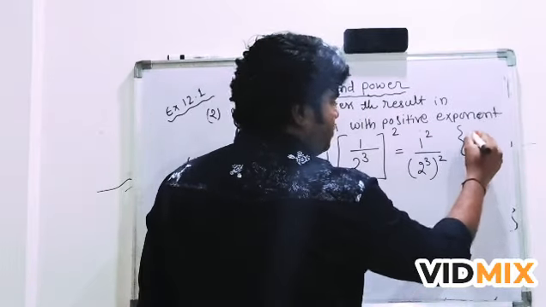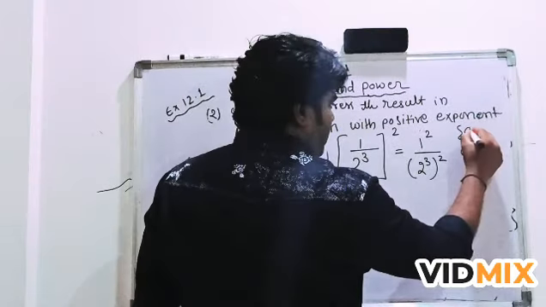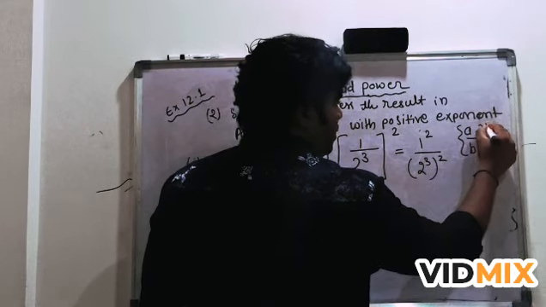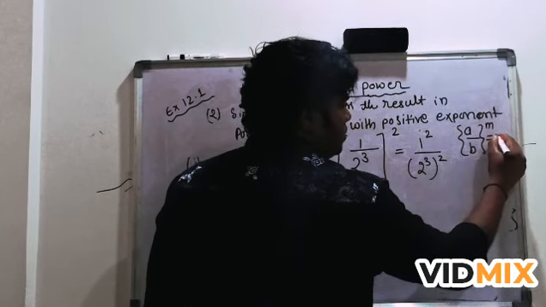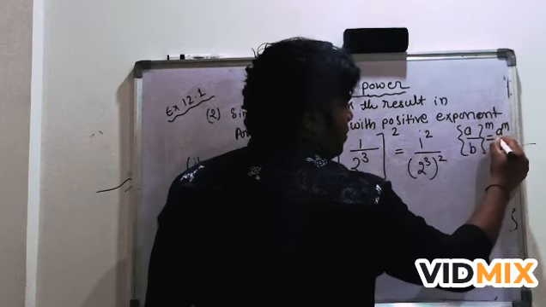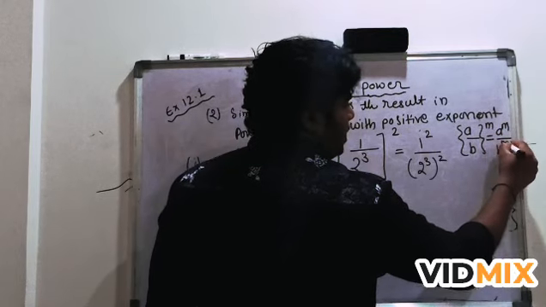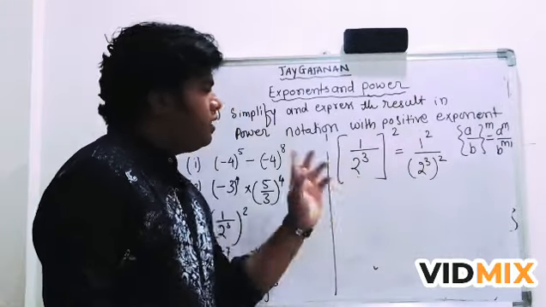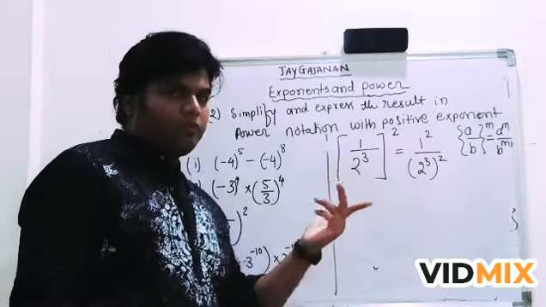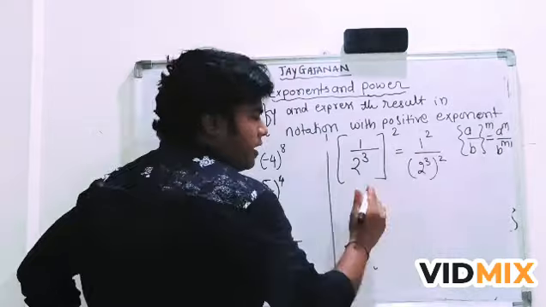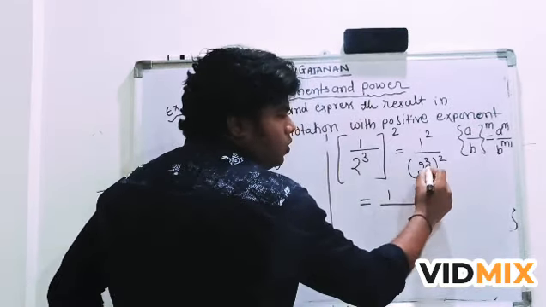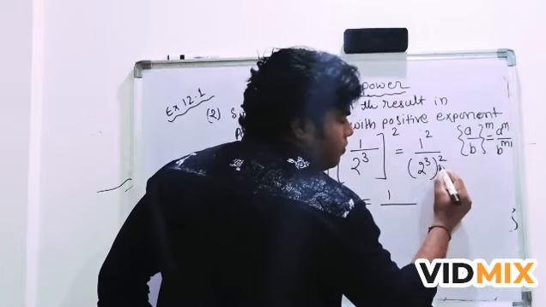This identity can be written as a upon b to the power m will be equal to a to the power m upon b to the power m. Correct. So here also, a to the power m, b to the power m, but b was 2 cube, so we have taken that. Now if we simplify this, 1 square is always 1. Now what will this do?